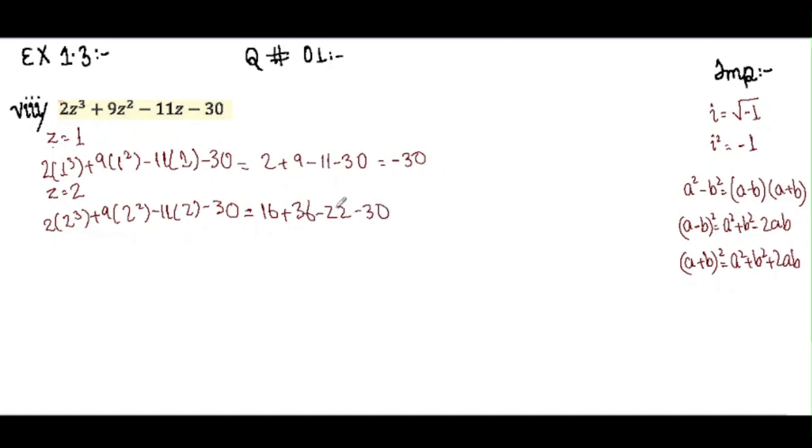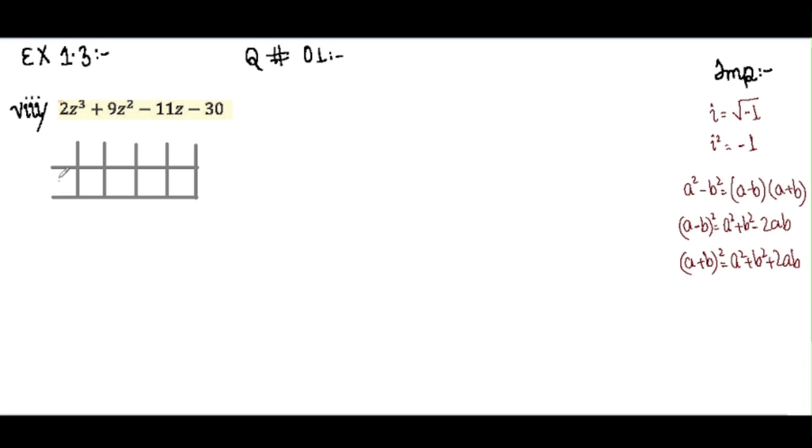So now 36 plus 16 we get 52, and minus 30 minus 22 we get minus 52. Okay, 52 minus 52 we get 0. So now we get that 2 is a factor of this polynomial. Now we are going to synthetically divide it by 2.